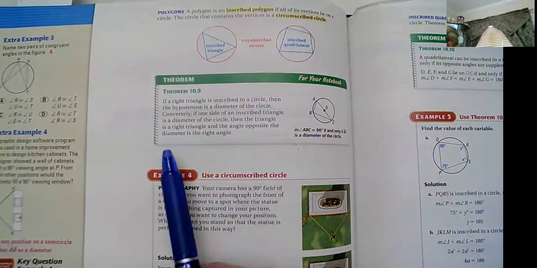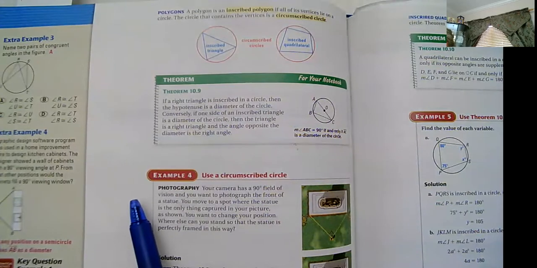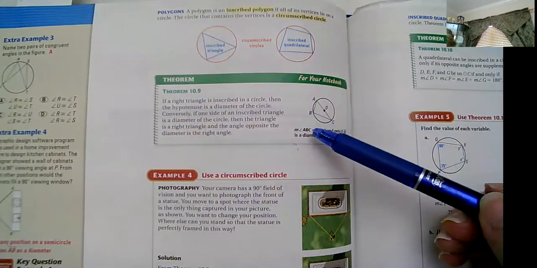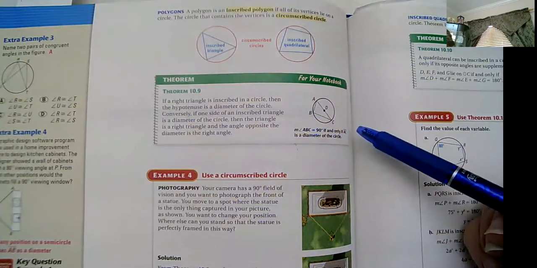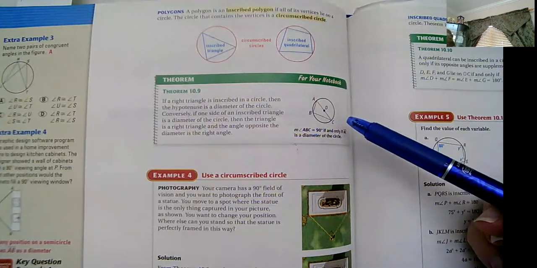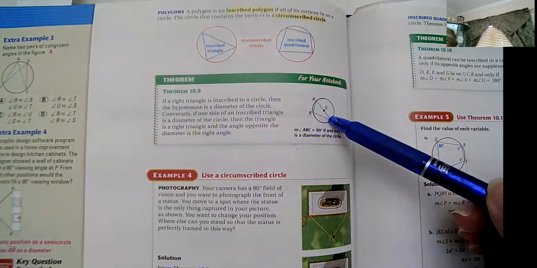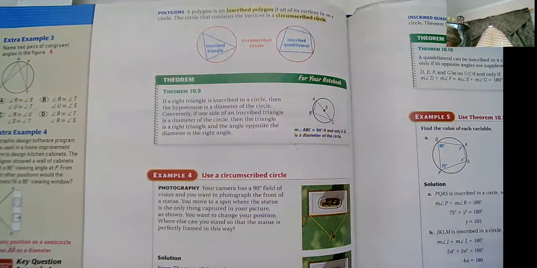Theorem 10.9. If a right triangle is inscribed in a circle, then the hypotenuse is the diameter of the circle. Conversely, if one side of an inscribed triangle is the diameter of the circle, then the triangle is a right triangle and the angle opposite the diameter is the right angle. So it's saying that the measure of ABC is 90 degrees. So this angle here, B, is 90 degrees if and only if AC is a diameter of the circle. So for this theorem to occur, the hypotenuse and the diameter are basically the same thing in the circle.